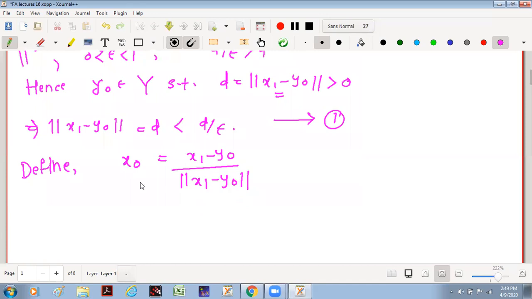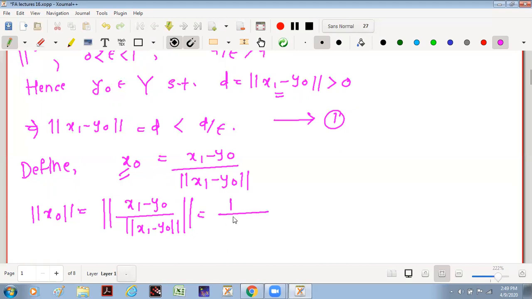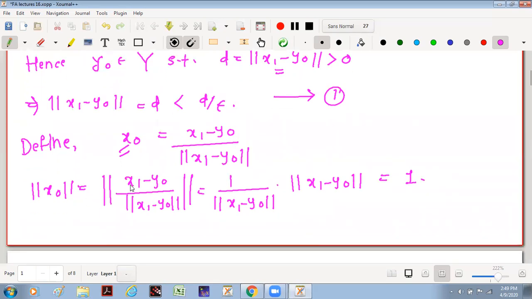Now, what is the norm value of this vector x naught? Surely 1, because the vector x1 minus y naught is divided by its length. Or you can calculate the norm of x naught: this is norm of x1 minus y naught upon norm of x1 minus y naught. But we know norm of x1 minus y naught is a scalar, therefore we can take it out of the norm with a modulus. But as the norm is already a non-negative quantity, there is no need to write the modulus. Therefore norm of x1 minus y naught cancels, and we get the norm value of the vector x naught equal to 1. Hence norm x naught is equal to 1.